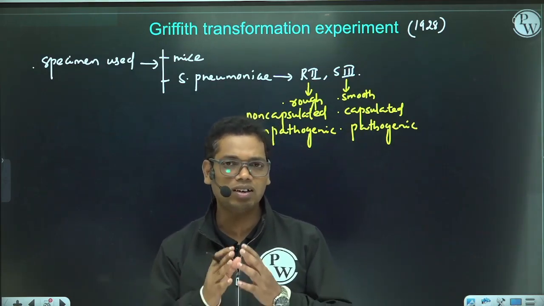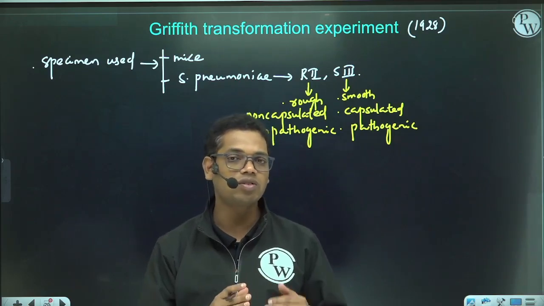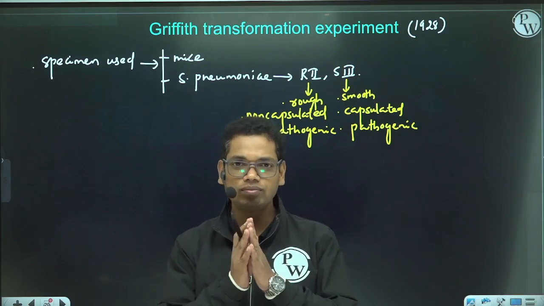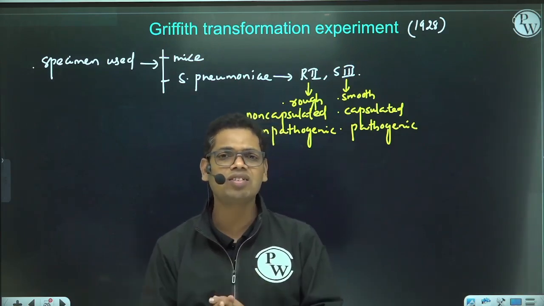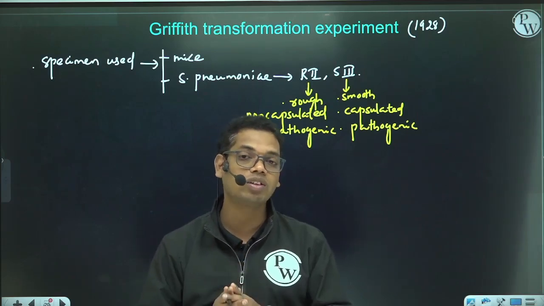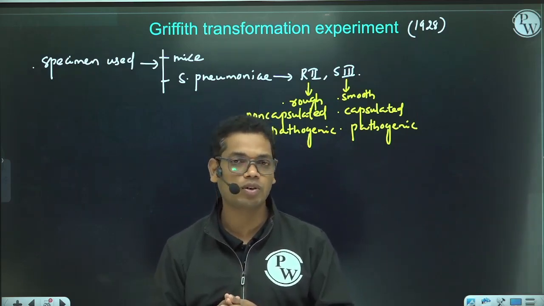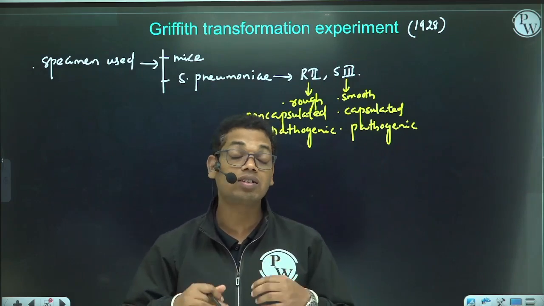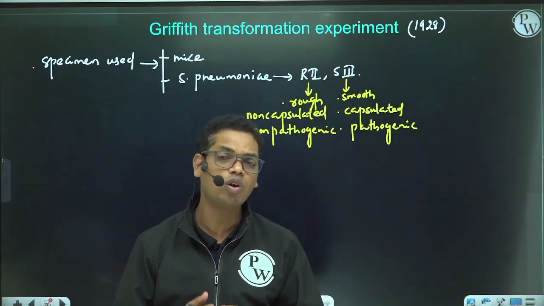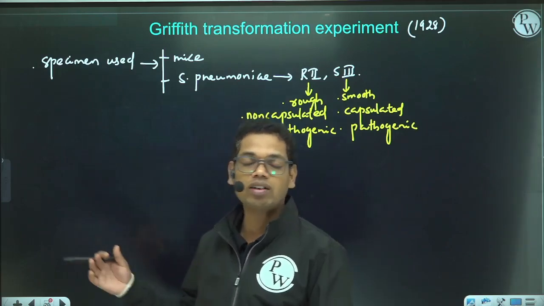So I repeat, initially, when the research was not done, the scientists used to think that the genetic material is protein, not the DNA. Okay, so how did the scientists come to the conclusion that the genetic material is DNA, not the protein? Let us try to understand that.